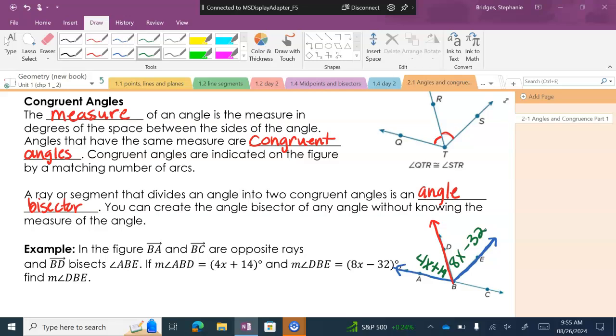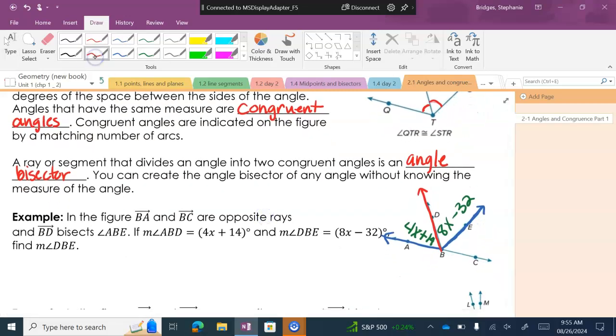So let me ask you a question. What did it say that ray BD did? It bisects, which means it cuts it in two pieces. So that 4x plus 14 and that 8x minus 32, how would I set up an equation to be able to solve for x? I would set those equal to each other because that ray BD, the red ray, bisects the blue angle, means it cuts it into two congruent pieces. So in order to solve, I'm going to take 4x plus 14 and I'm going to set it equal to 8x minus 32. And I want to give you a minute to solve that equation.